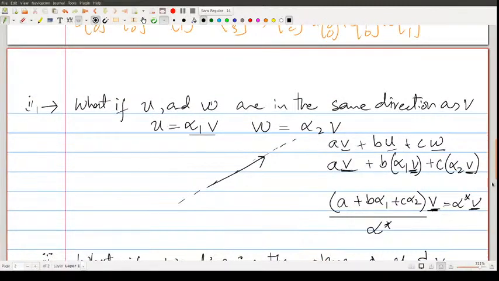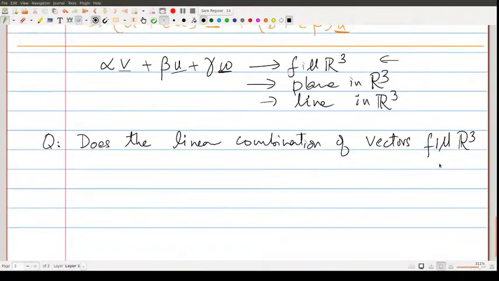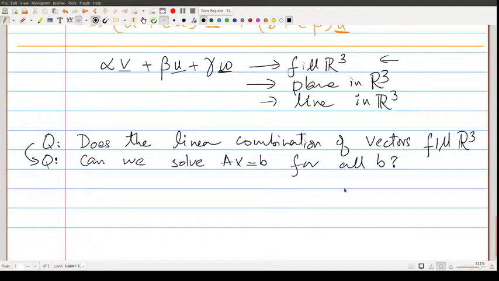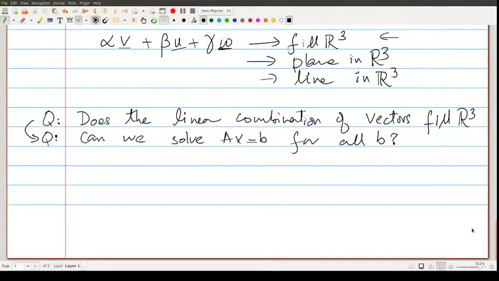So we'll use these ideas of scalar multiples and linear combinations to find out whether they will span a line, a plane, or a three-dimensional space, right? But at this point, I want to switch to the other question. The other question was, can we solve AX equals B for all B, right? And so now let's switch our view and think about that problem.